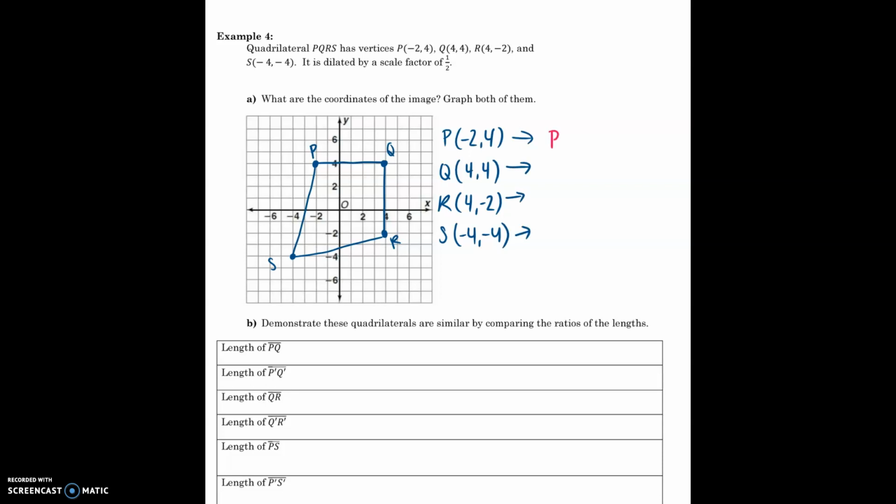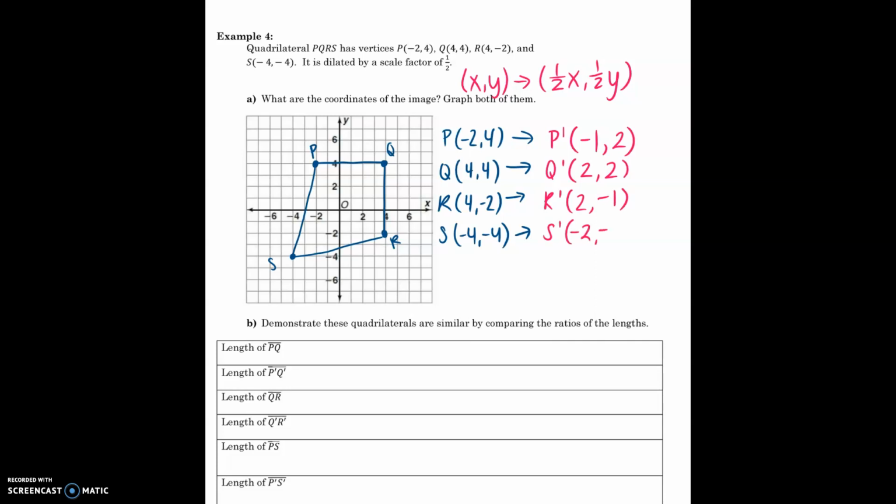To find the coordinates of our image, we are going to apply the rule (x, y) arrow (1/2 x, 1/2 y). So we are just multiplying our x and y coordinates in the pre-image by 1/2. For P prime, negative 2 times 1/2 is negative 1, and 4 times 1/2 is 2. For Q prime, 4 times 1/2 is 2, and 4 times 1/2 is 2 again. For R prime, 4 times 1/2 is 2, and negative 2 times 1/2 is negative 1. And for S prime, negative 4 times 1/2 is negative 2, and negative 4 times 1/2 is negative 2 again.